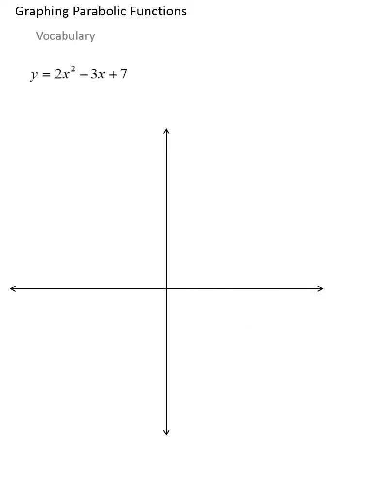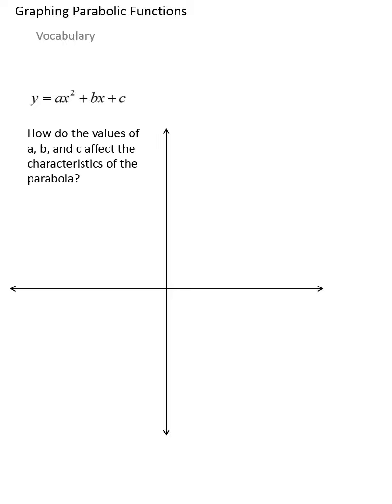Here's a particular equation of a parabola. We generally call the coefficients of the polynomial a, b, and c. The question that we have to ask ourselves here, as we go into our first and only example, is how do the values of a, b, and c affect the characteristics of the parabola? In other words, if I were to give you different numbers for a, b, and c, could you find the vertex, the axis of symmetry, the x-intercepts, the y-intercept, and whether your parabola is concave up or concave down?